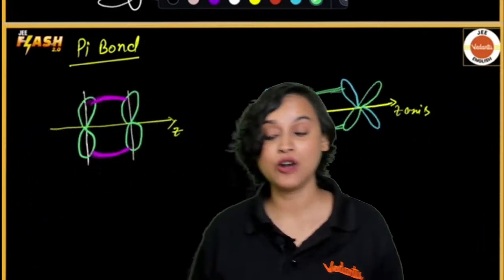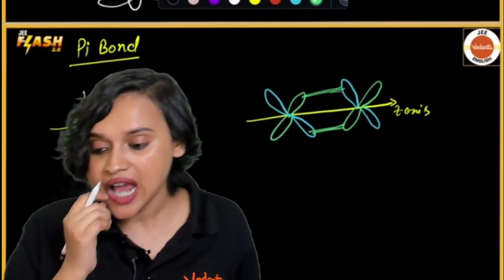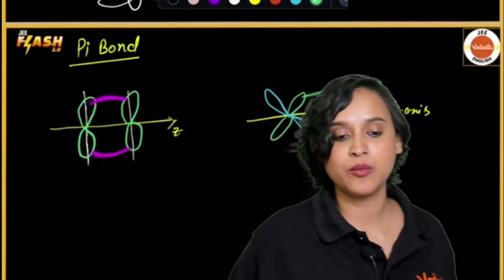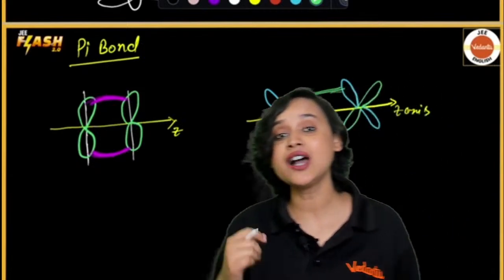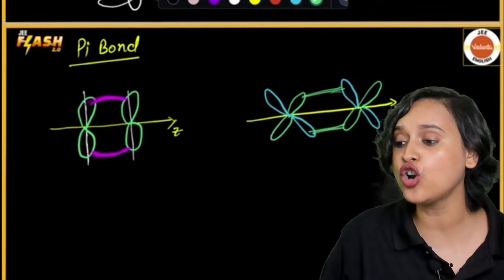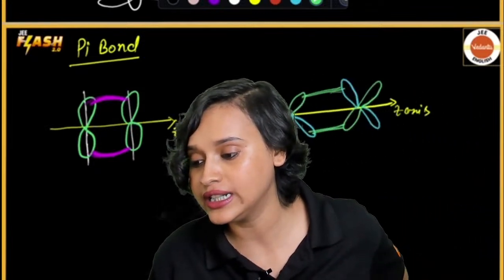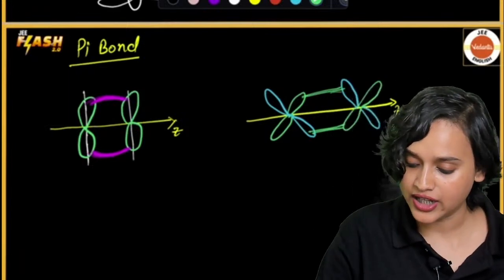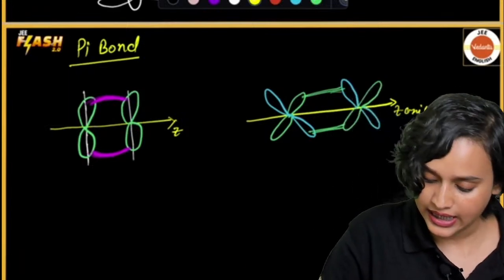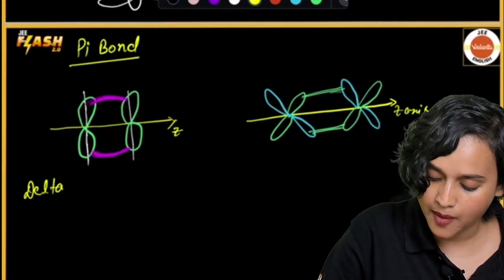Now let us talk about delta bond, shall we, guys? When do you see delta bond? Delta bond is formed when there is a four lobe interaction. Yes, four lobe interaction. So let's have a look at delta bond.